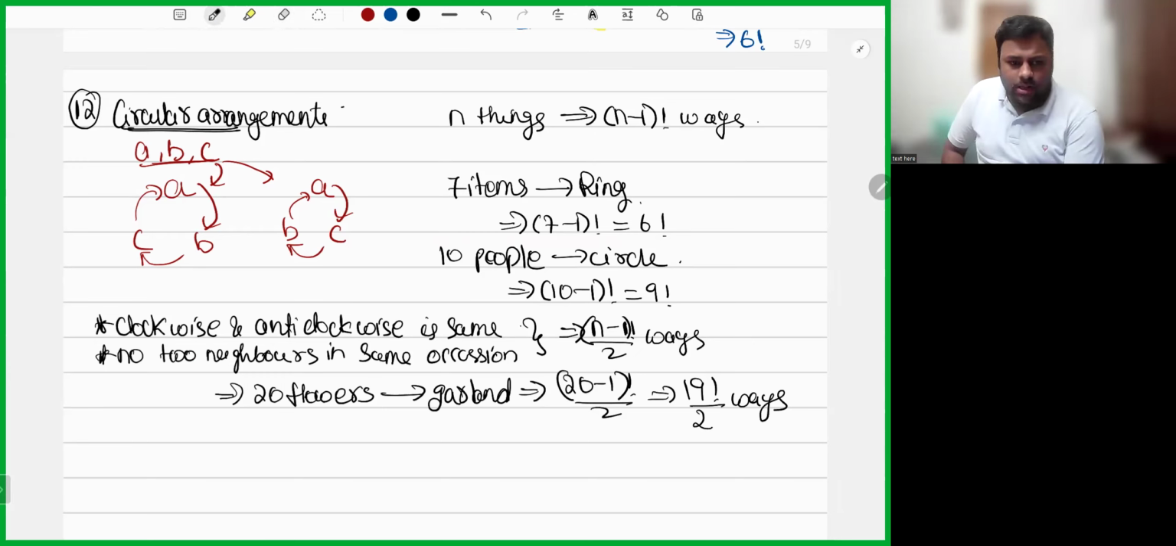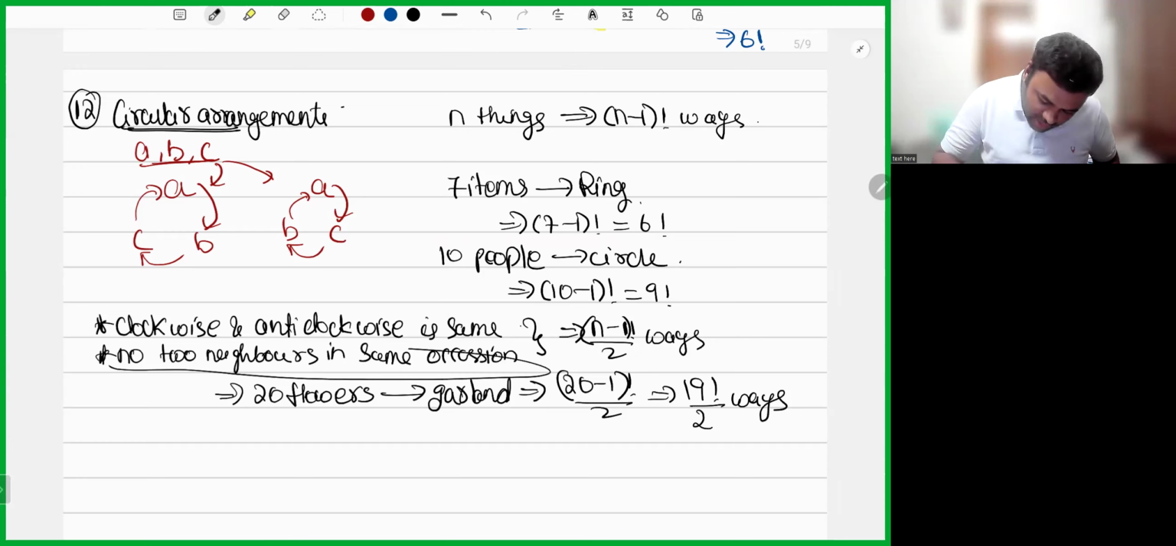Okay. So I hope the point is clear. Circular arrangements: basically, it will be n minus 1 factorial. If clockwise and anti-clockwise is the same, or no two neighbors are together, then in that case it will be (n minus 1) factorial by 2 ways.